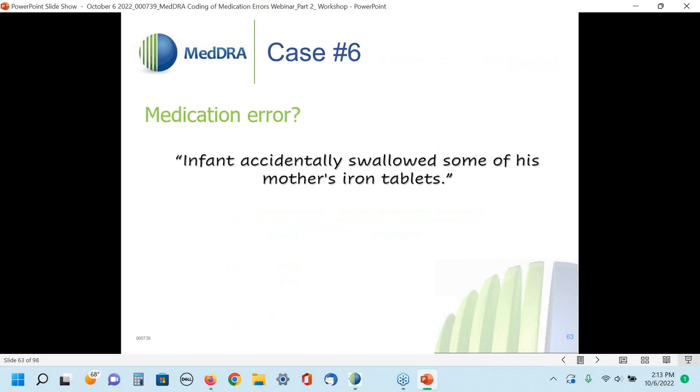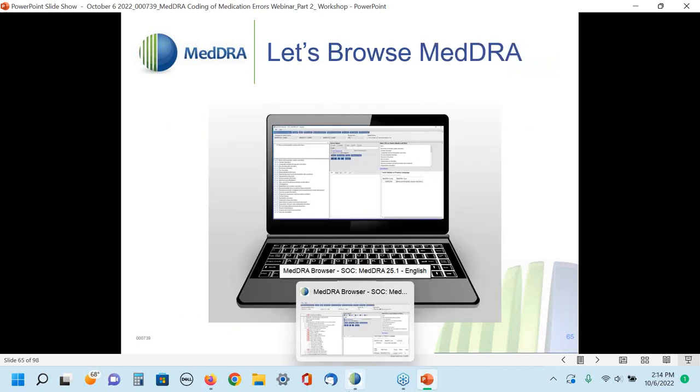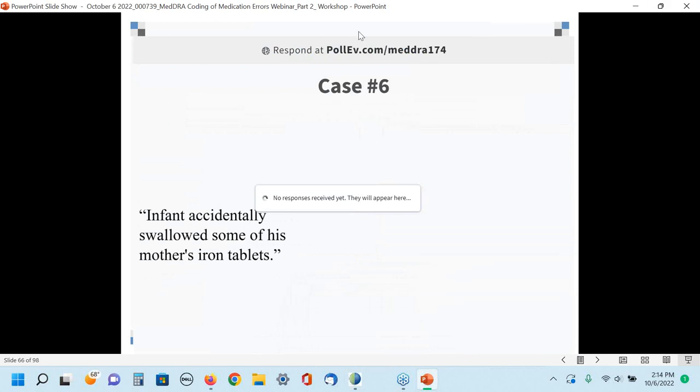Okay, this one, infant accidentally swallowed some of his mother's iron tablets. Infant accidentally swallowed some of his mother's iron tablets. Again, accidental. This was a child, so this is a patient or consumer. Was it for therapeutic purposes? Okay. Let's see what you think.